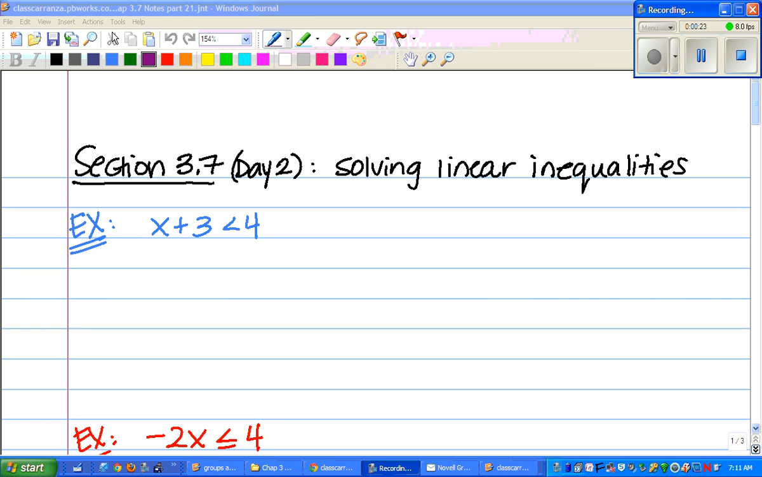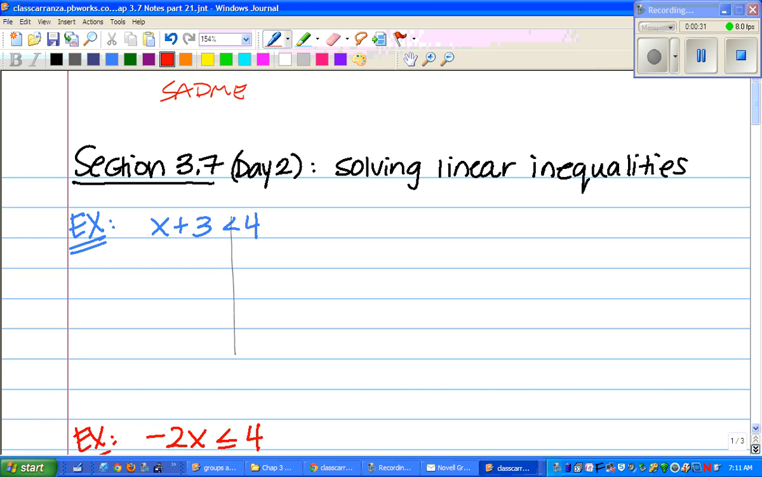Alright, so linear inequalities. When we solve linear inequalities, we are solving for x, and we do that by following the rules of SADMAP, the reverse order of operations. So if we want to get that x all by itself, we have to get rid of that 3. And we want to do the inverse operation. So instead of adding, we are going to subtract. And we get x is less than 1.